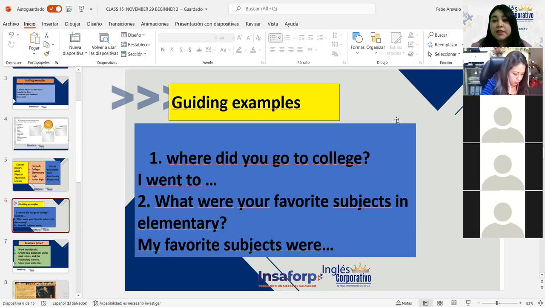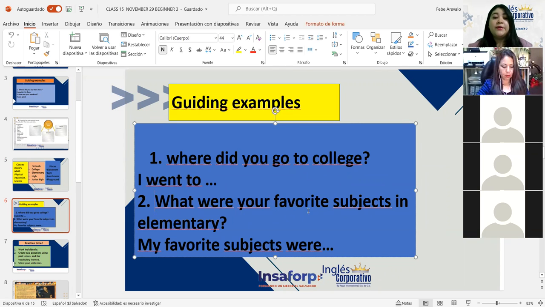Where did you go to college? I went to, I don't know, any college that you know, right? In this case, we don't have college, I think, so in El Salvador we only have universities, all right? And then you go to number two. What were your favorite subjects in elementary, all right?